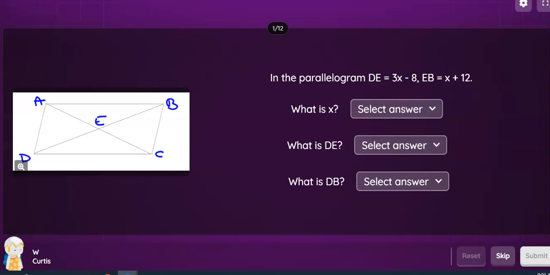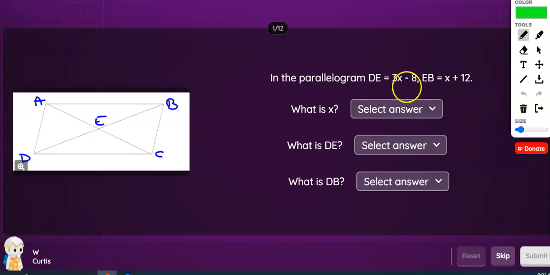The question for me in the parallelogram: I'm given two pieces. And what do I know about these two pieces? I got a 3x minus 8 here and an x plus 12 here. The diagonals are bisected in a rectangle, meaning these two pieces are equal.